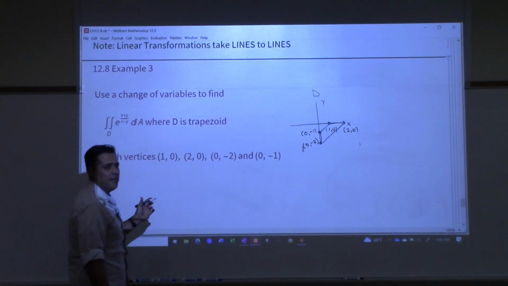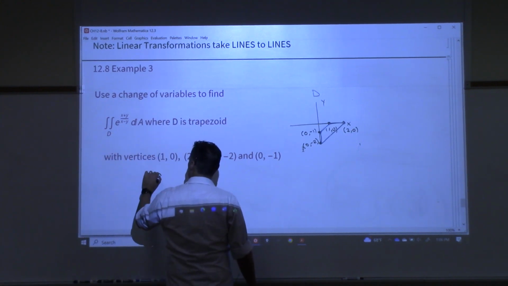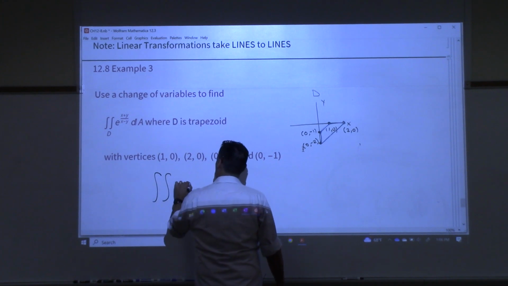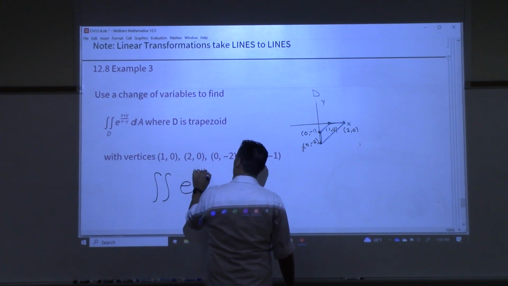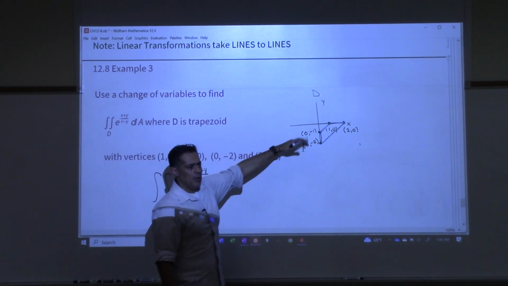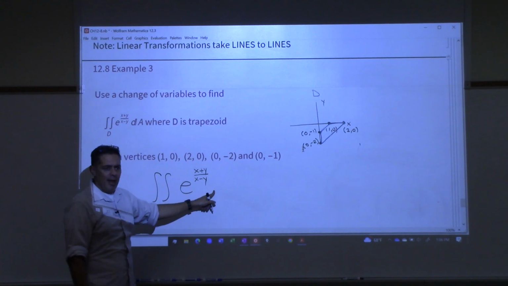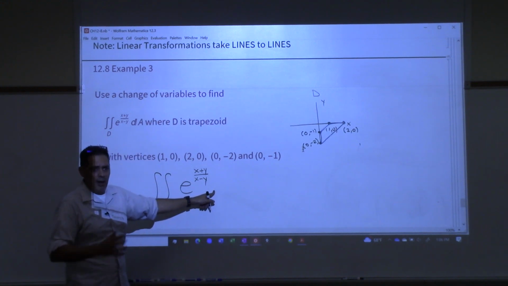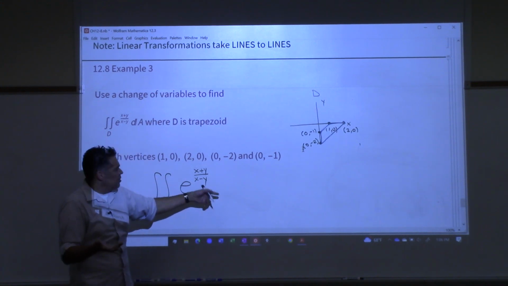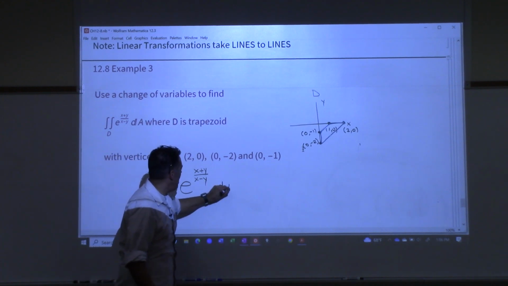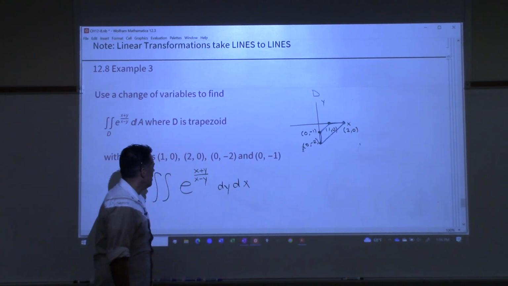So let me just try and convince you of that. If we had to do this double integral of e to the x plus y over x minus y, we know that if we do type 1 or type 2, depending on how we do it, we're either going to have to go with respect to x first or with respect to y, right? One or the other is going to happen. So let's say we did it with respect to y, then with respect to x.